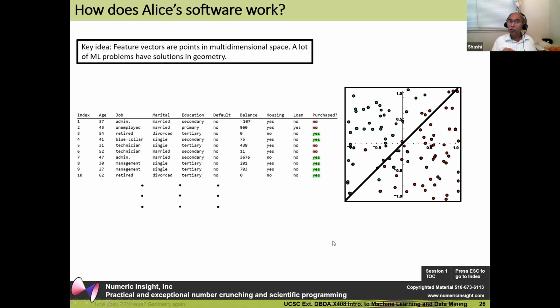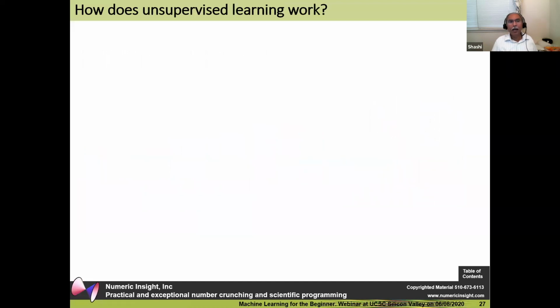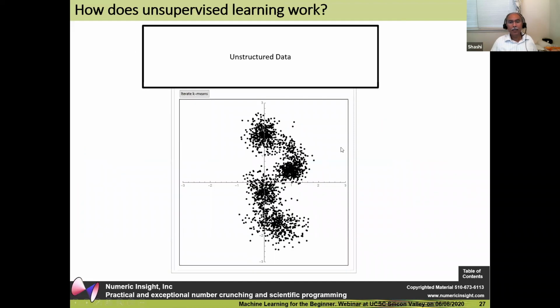Now, I also introduced you to another problem that was unsupervised. Recency, frequency, monetary value, you remember? How does that work? I want you to just get a sense of how that works, because after all, we are talking about how machine learning works. I want to show you this. How does unsupervised learning work? Well, take a look at this unstructured data. This has nothing to do with the marketing data that I showed you earlier, but this is unstructured data.